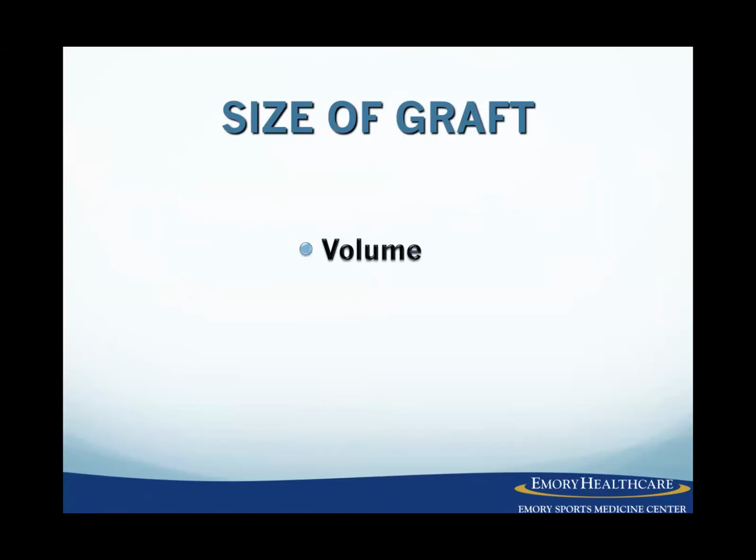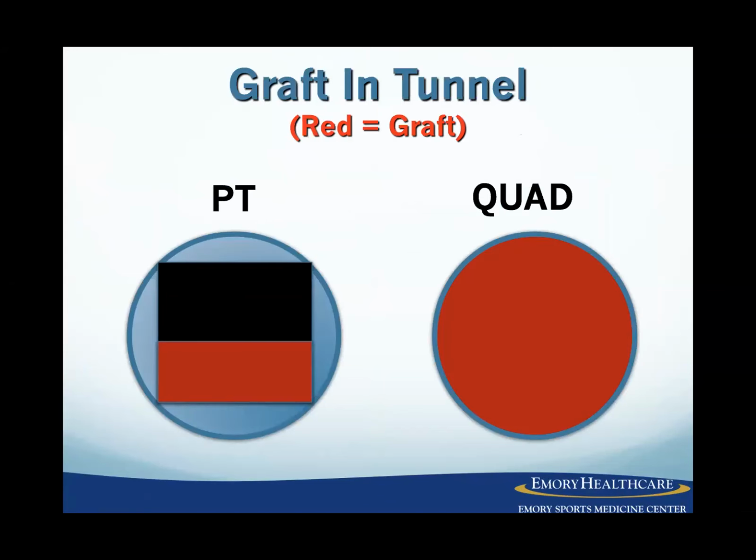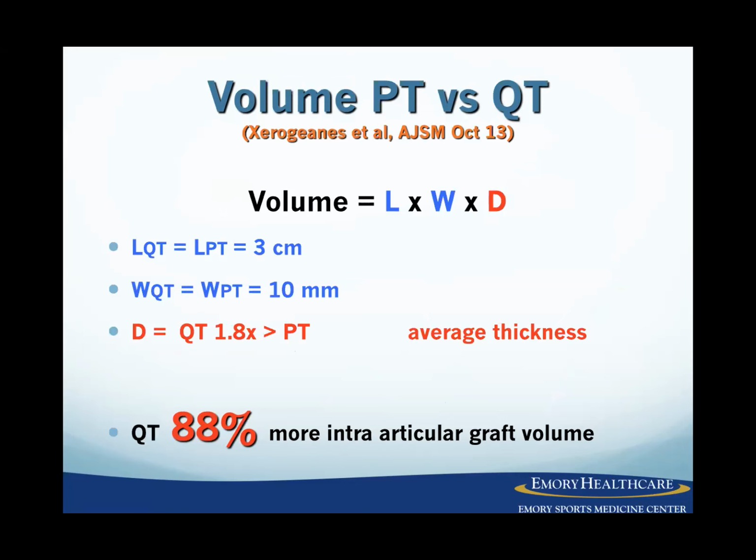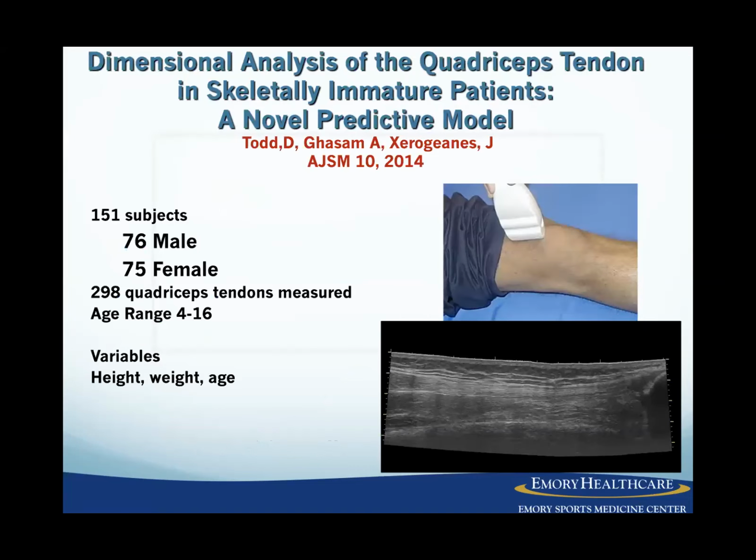We compare it to the gold standard. The volume of the graft: the quad tendon is this much volume. The patella tendon means you have this much tendon and you have this much bone. Very important here, because if you take a 10 millimeter width graft that's 3 centimeters long, because that's the amount in the joint, the difference is going to be the thickness of that graft. So you're going to get 88% more intra-articular volume of graft. That's why we like this graft, because it's better tissue, more collagen per cross-sectional area, and biomechanically, it's more like a native ACL. What about little kids?